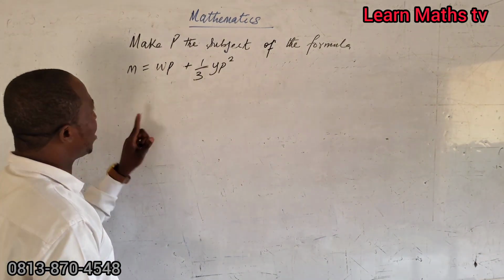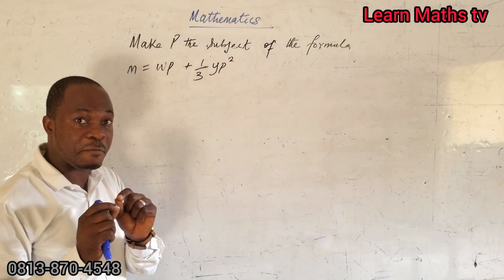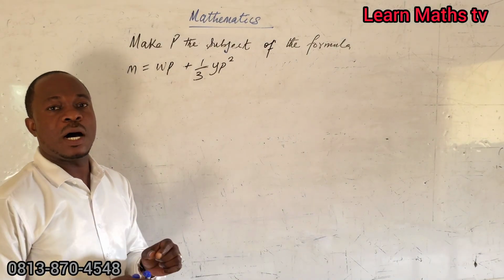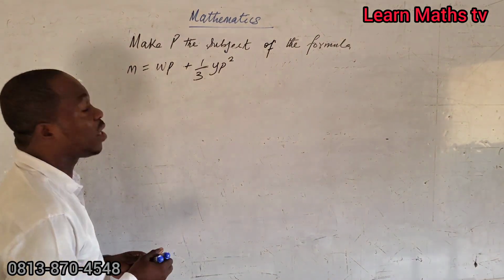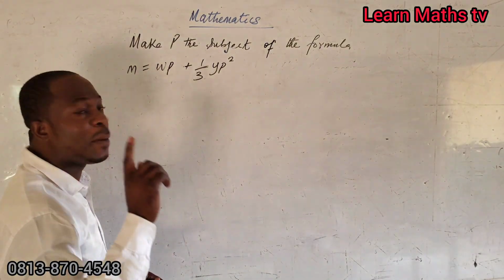But look, if you want to make P the subject of the relation and go through this way, you will definitely fail it. So we are going to compare this with the equation that gave rise to the quadratic formula, which of course is called today the almighty formula. So I'm going to give you this hint.